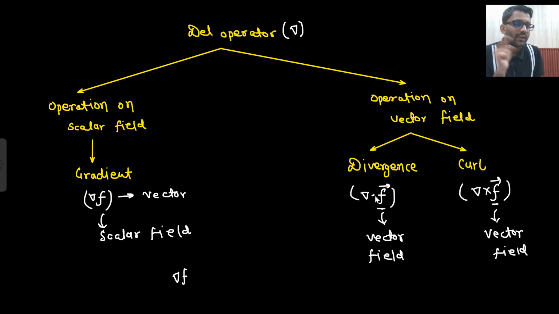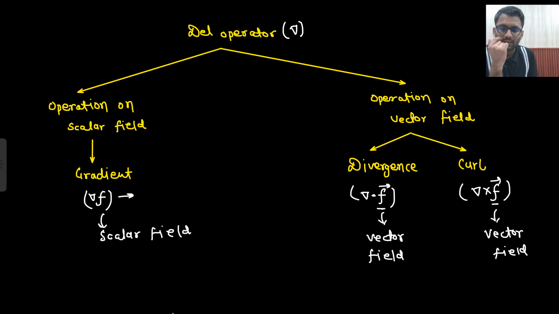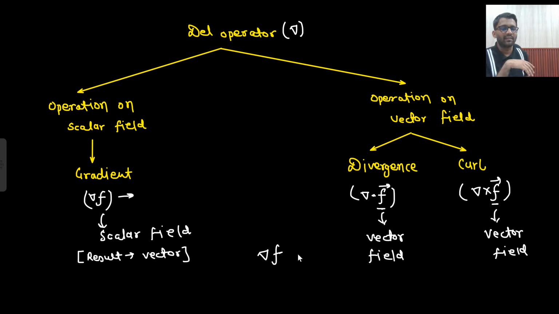Now vector dot vector, what will it give you? This is a vector quantity, or I should say the result is a vector quantity, because del is a vector and this is just a constant which is multiplied. So what will be the answer? Vector quantity. Here what will be the answer? Scalar, because vector dot vector gives you a scalar. So the result is a scalar quantity.